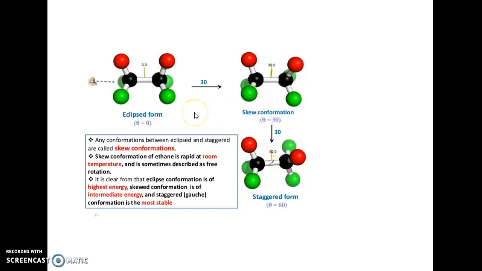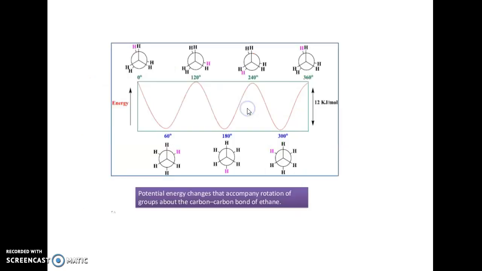And if you talk about stability, the eclipsed form is the least stable. The staggered form is the most stable. The staggered form is also called the gauche conformation. This is the most stable, and this is of intermediate stability. So this is how we can explain it by giving the model.